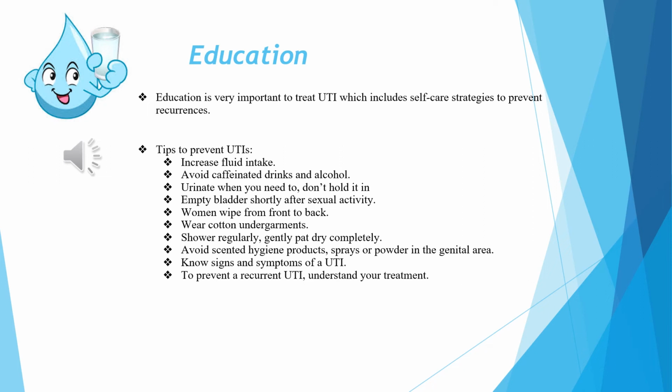Also, very important is to know the signs and symptoms of urinary tract infections. So if they occur, you can immediately report to the healthcare professional. To prevent the recurrence of UTIs, understand the treatment. The person needs to know the medication name, dose, how to take it, and side effects, so they can follow the treatment properly and complete it thoroughly. Also complete the treatment so the infection is completely eliminated from the system and does not return.